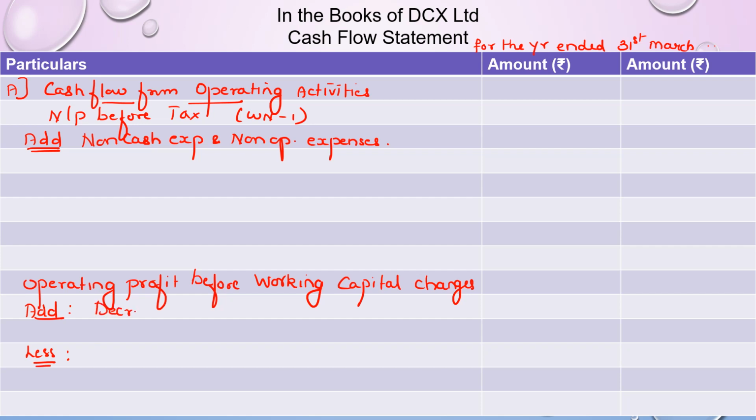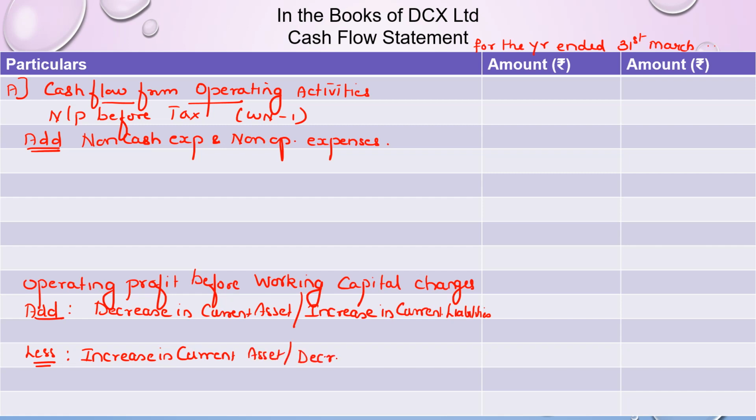Whenever there is a decrease in current asset or an increase in current liability, it is added. And the opposite, if there is an increase in current asset or a decrease in current liability, then it would be subtracted. So you remember just one of these, which is add, the opposite would be the subtract.